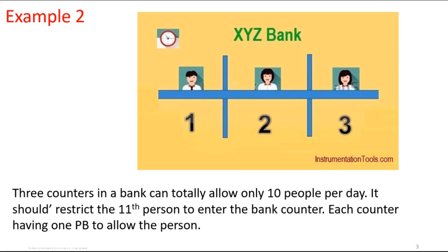So if the 11th person is trying to join, it should restrict. We cannot allow that person to do their banking. Whatever purpose he came to the bank for, he should not be able to do it, because he is the 11th person. Only 10 can be allowed per day. Each counter has one PB to allow the person. All right, so let's see how to do that.